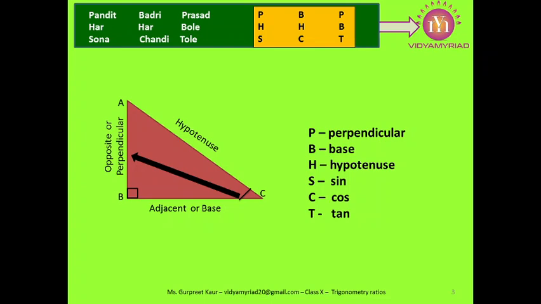Now P is perpendicular. In this case, what is perpendicular? AB. When I talk about base, what is base? BC. And when I talk about hypotenuse, hypotenuse is AC. So when I know my diagram, when I know which is the opposite side or which is the adjacent side, or what is perpendicular or what is base, I can very easily find the other trigonometry ratios.